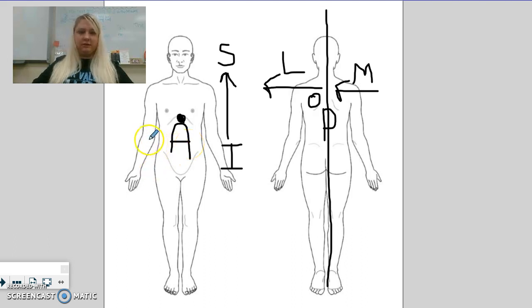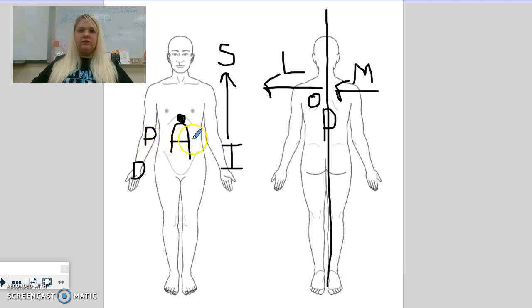So for example, let's look at the elbow and let's look at the wrist. We would say that the elbow is proximal to the wrist because it's closer to this origin of the body here. And we would say the wrist is distal because it's farther away from the origin of the body.